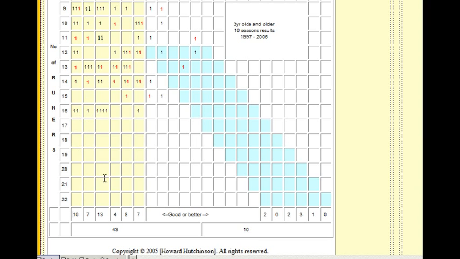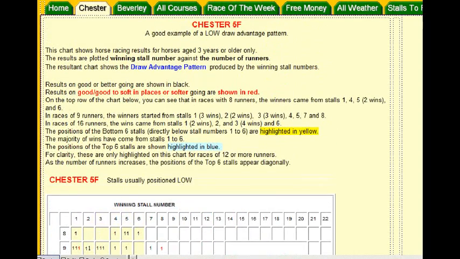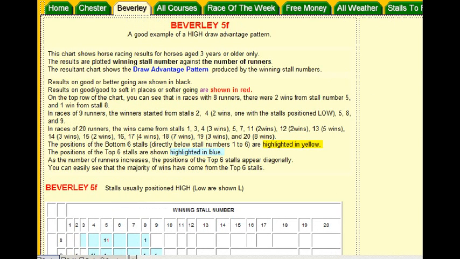Okay, so that's about all there is for Chester. Now we'll move on to Beverly, which is a good example of a high draw advantage. There is a bit of an explanation at the top here, of course, on these web pages.